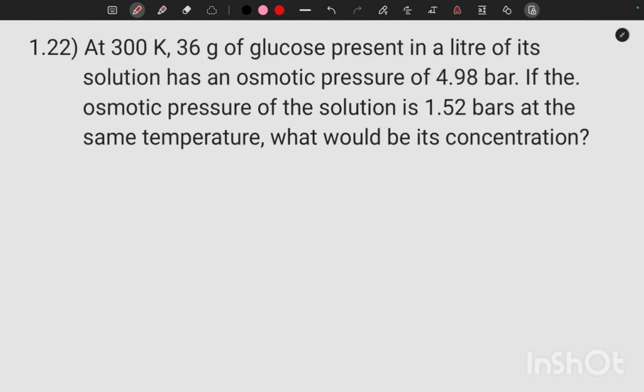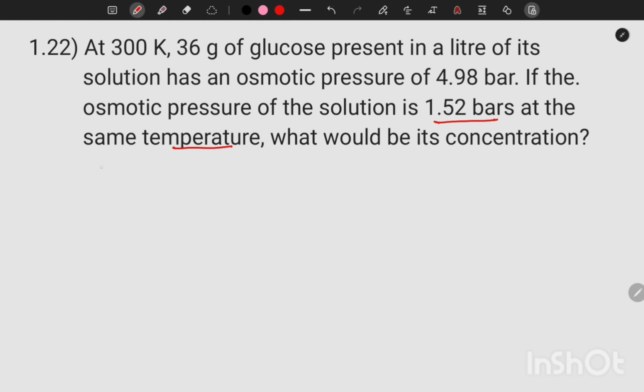At 300 Kelvin, 36 gram of glucose present in a liter of its solution has an osmotic pressure of 4.98 bar. If the osmotic pressure of the solution is 1.52 bar at the same temperature, what would be its concentration?